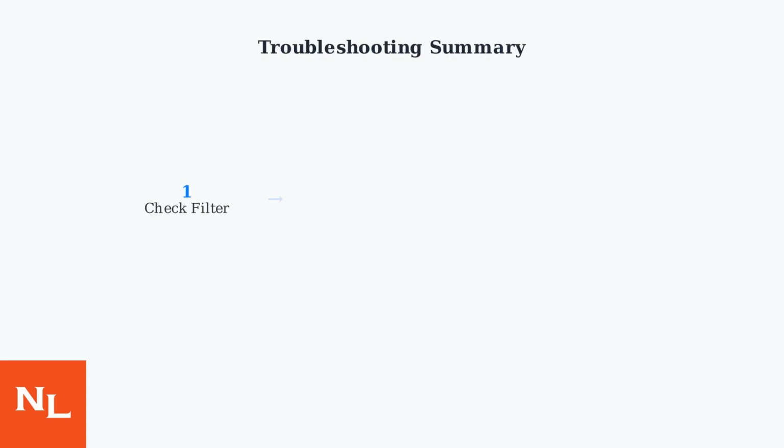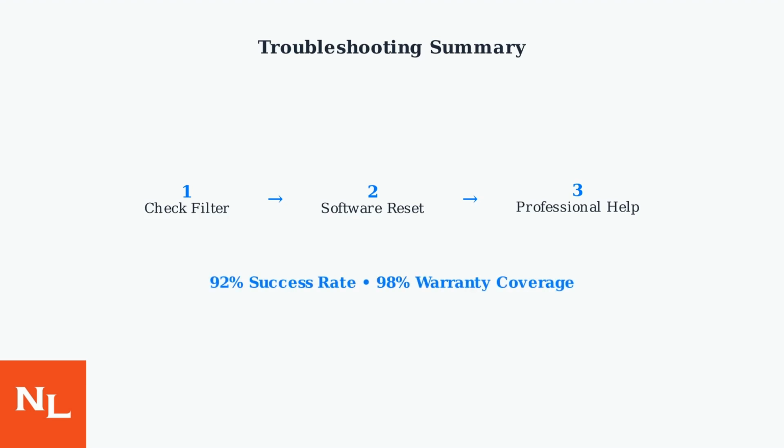Remember the troubleshooting sequence. Start with the cabin air filter, try a software reset, then seek professional help if needed. Most issues are warranty covered and have high success rates when properly diagnosed.